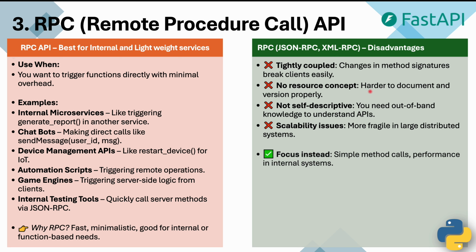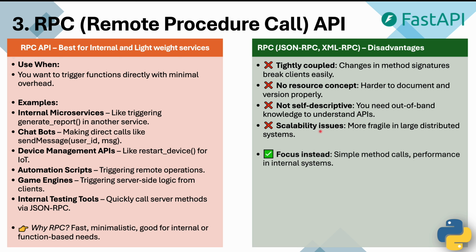There is no resource concept, so it is very hard to document and version properly. It is completely generic, not self-descriptive. You need out-of-band knowledge to understand these APIs, and you will not have a lot of description available. You need to produce a huge description based on the different inputs and expected outputs. So you need to produce a lot of documentation, but it is not self-descriptive.